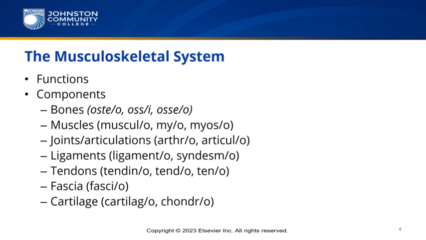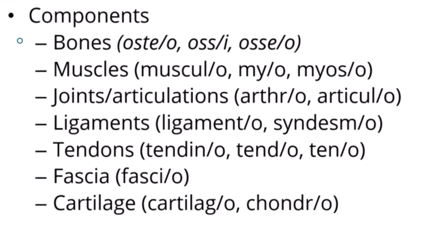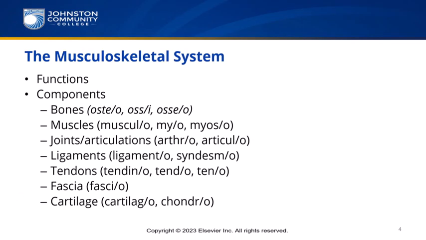And as you can see from this list, we have several components that are going to make up the musculoskeletal system. And we also have some combining forms listed with each. So first we have bones, which could be osteo. Muscles give us word parts like musculo, myo. Joints and articulation give us word parts such as arthro and articulo. Ligaments give us ligamento and syndesmo. Tendons give us word parts like tendono, tendo, and teno. Then we have fascia, which gives us fascio. And finally cartilage, which gives us cartilago and chondro.